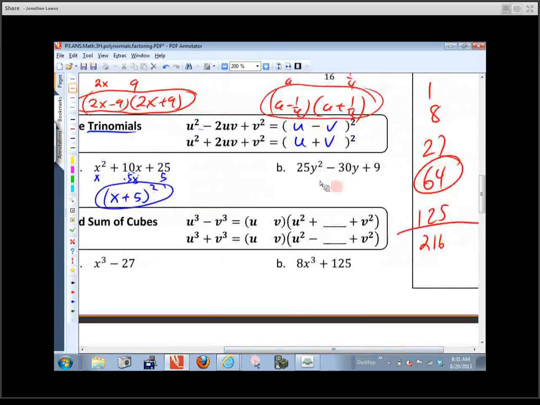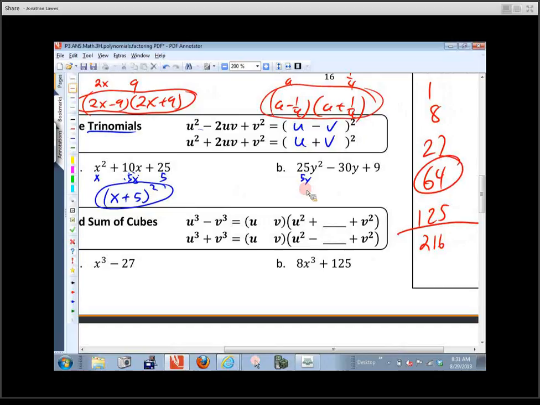Let's take a look at this one. Perfect square of 5y. Perfect square of 3. If you multiply those together, you get 15y. If you doubled that, is that the right middle term? It is. So we write down 5y, we write down 3, put a square on it. What sign goes right here? It's going to be a minus. Okay?